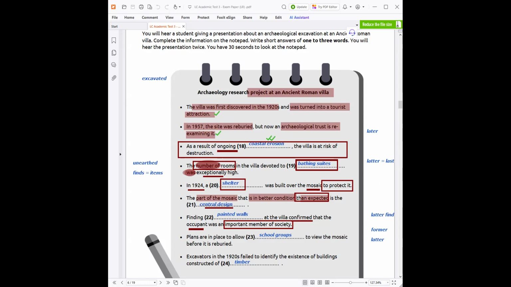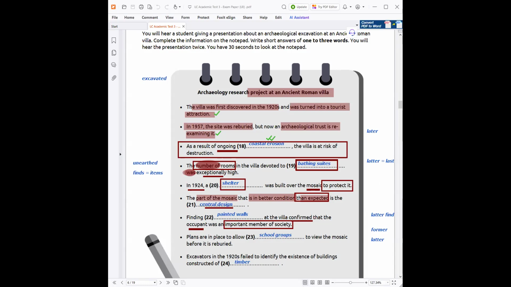Including animal bone, shells, roof tiles and painted walls. This latter find was important, as it helped confirm that the owner of the house was a high-status individual.